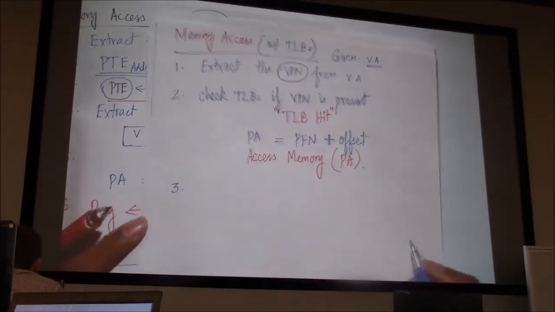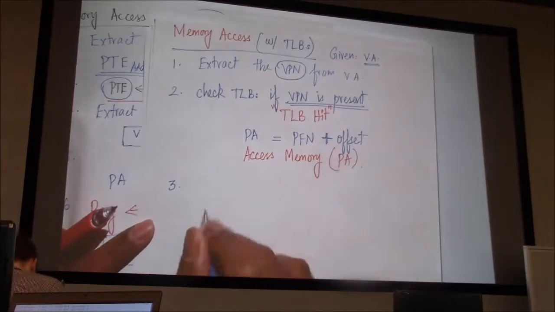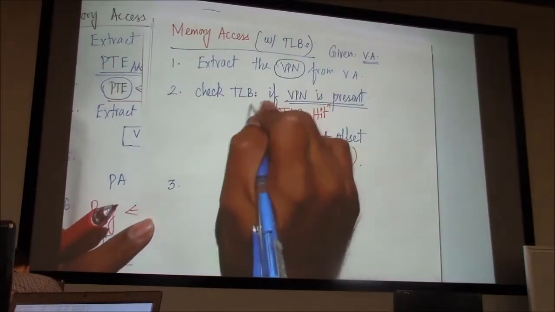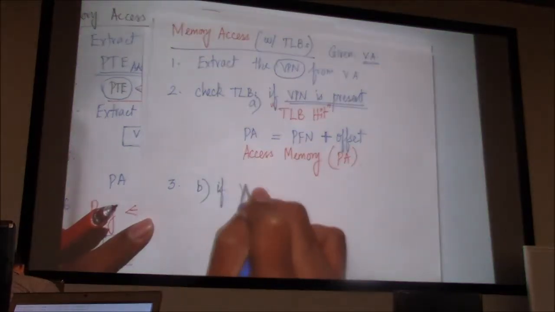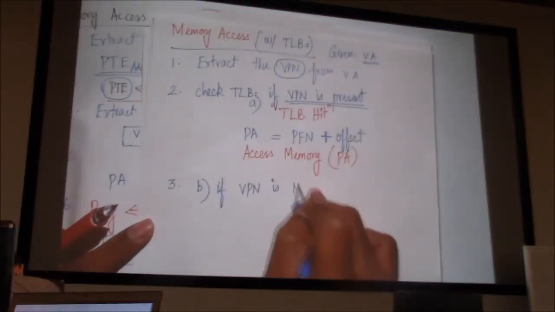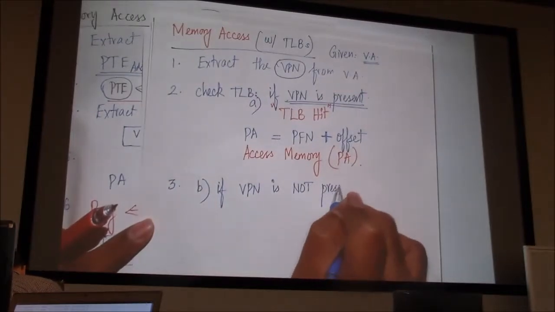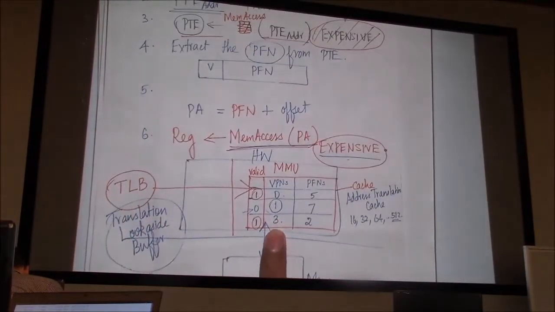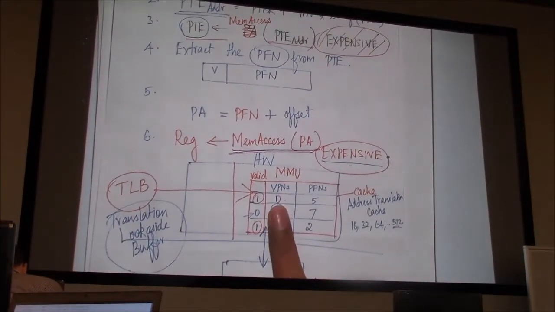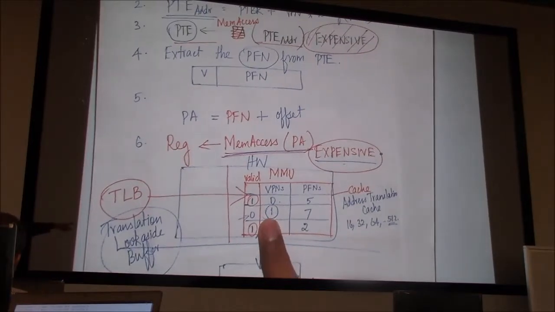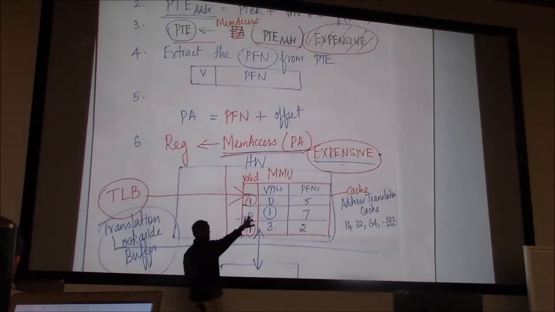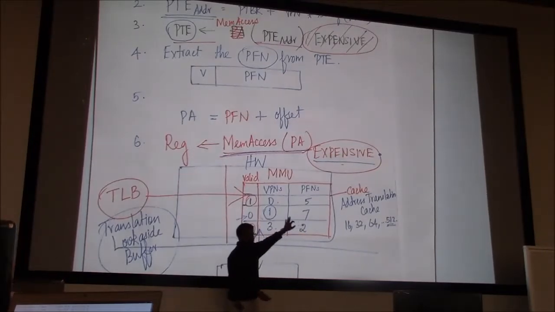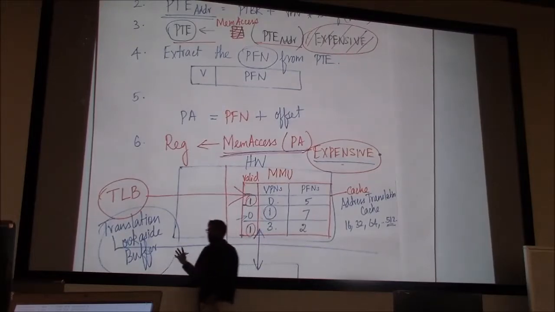But it's not always so. This is case A, and case B is if the VPN is not present when we are checking the TLB. An example may be we are trying to search for, let's say, this virtual address 1. Even though it shows that virtual address 1 here, this particular valid bit says that this particular translation is invalid.